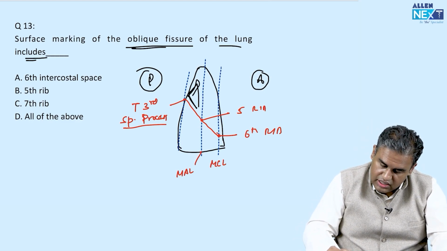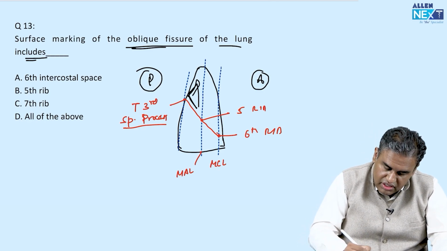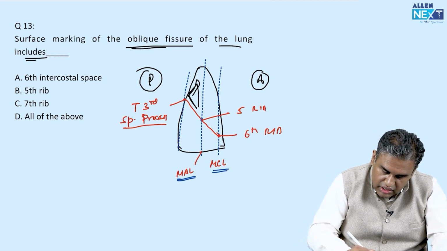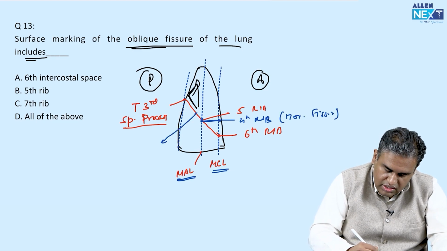If we look at the horizontal fissure also, then if you go from the 5th rib in the mid-axillary line horizontally, it crosses around the 4th rib. That is the location for the horizontal fissure. And this whole is the oblique fissure.